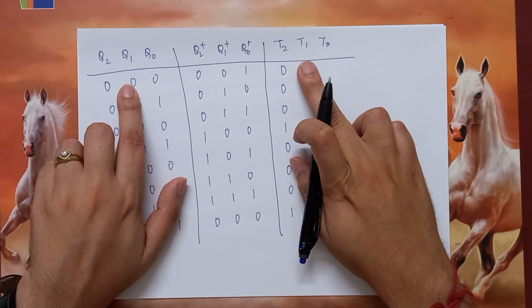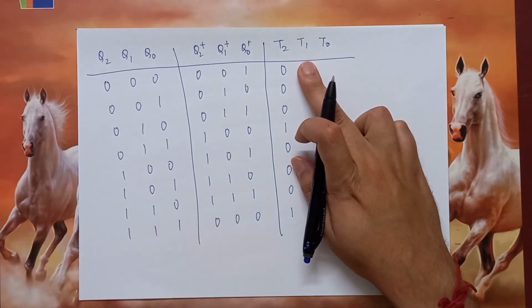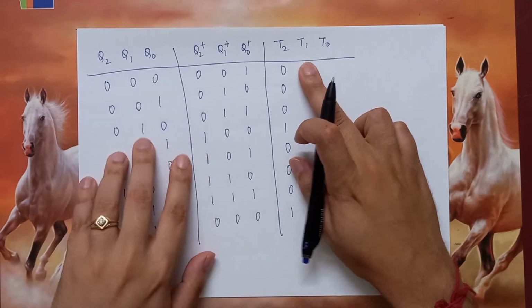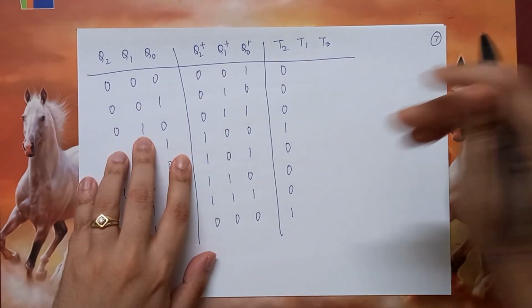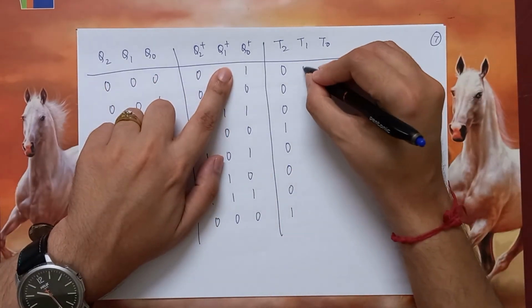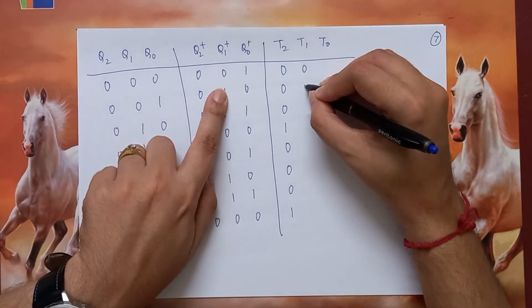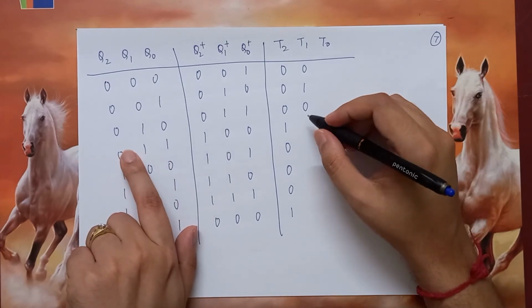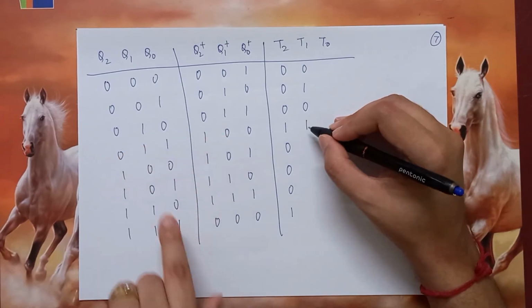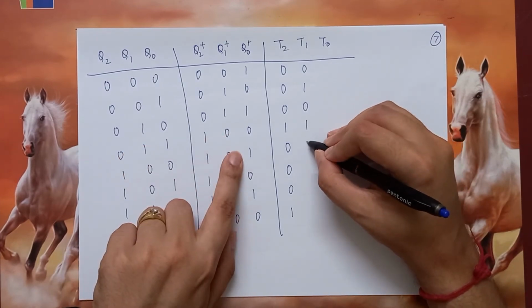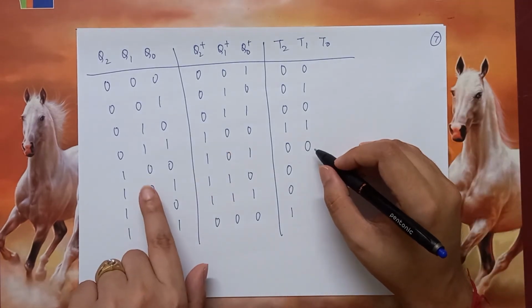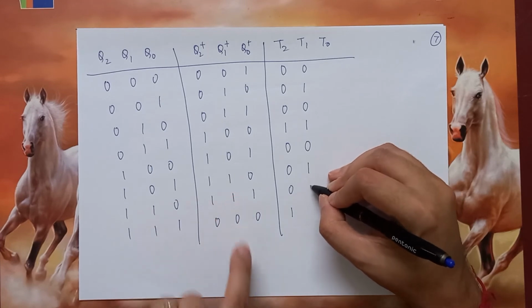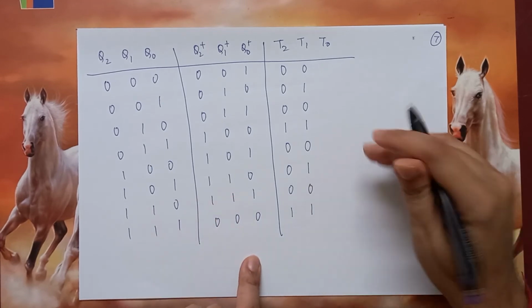Now time for Q1. We have to look at Q1 and Q1 plus. Be very careful, it can be a little confusing. 0, 0 is 0; 0, 1 is 1; 0, 0 is 0; 0, 1 is 1; 1, 1 is 0; 1, 0 is 1.